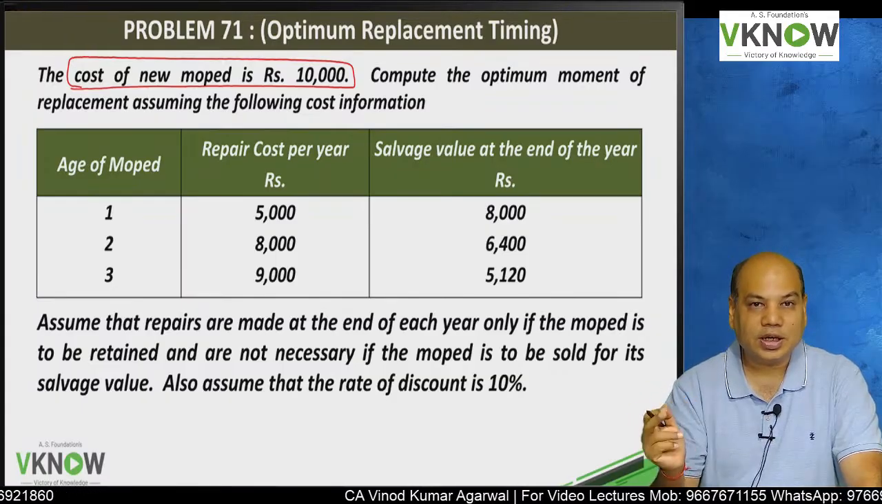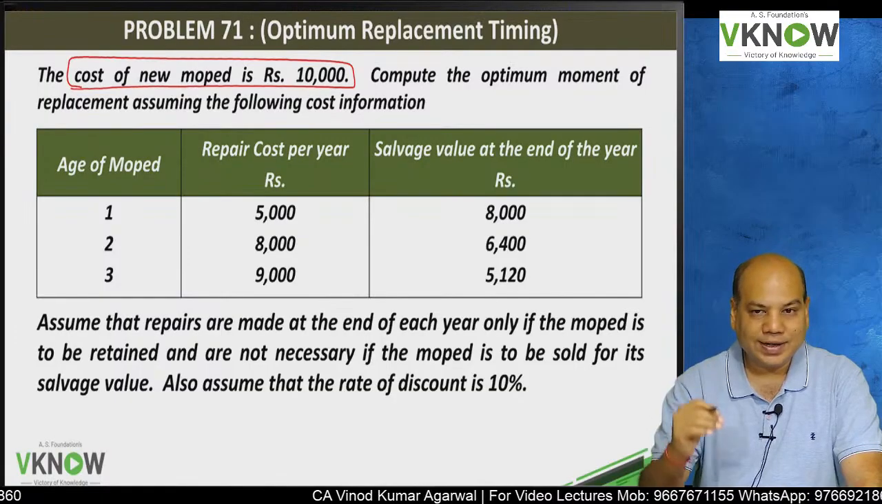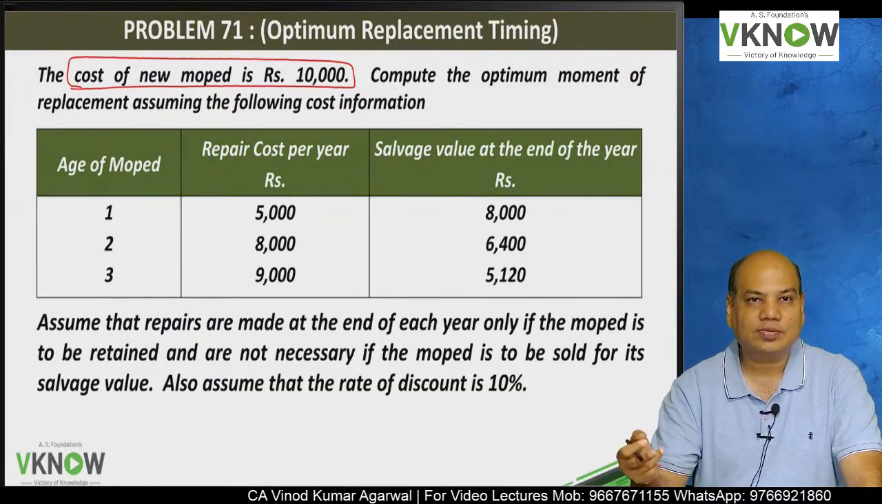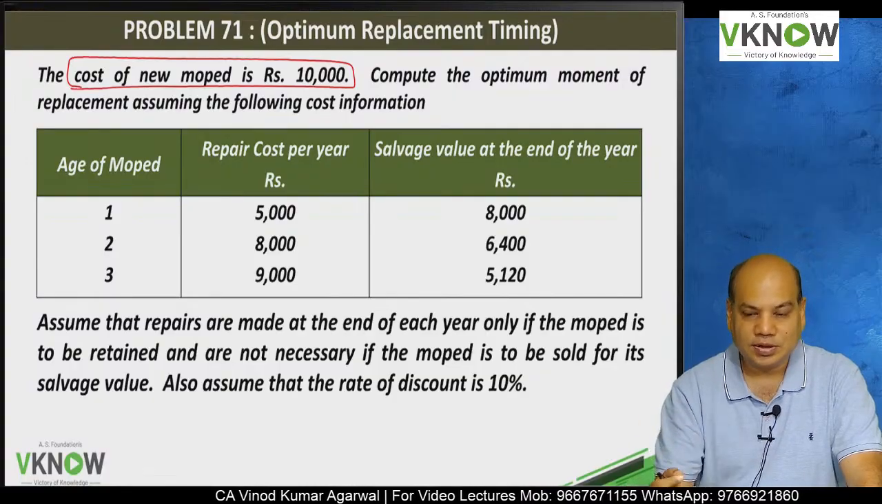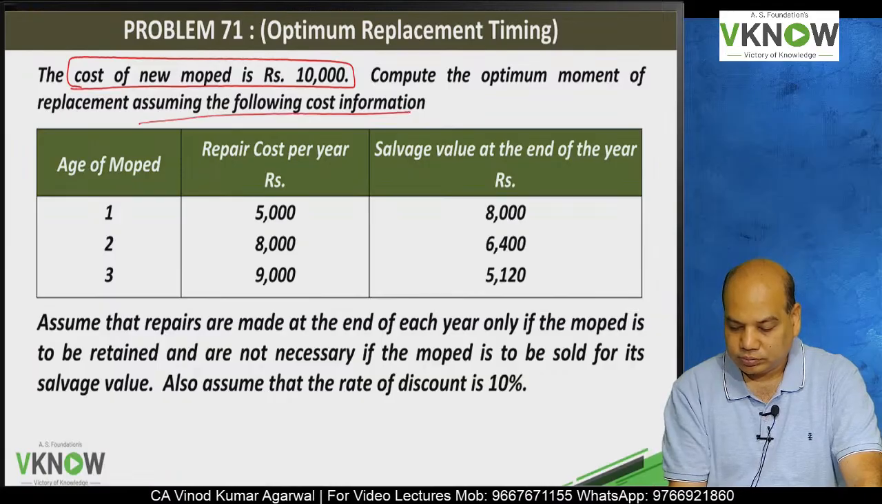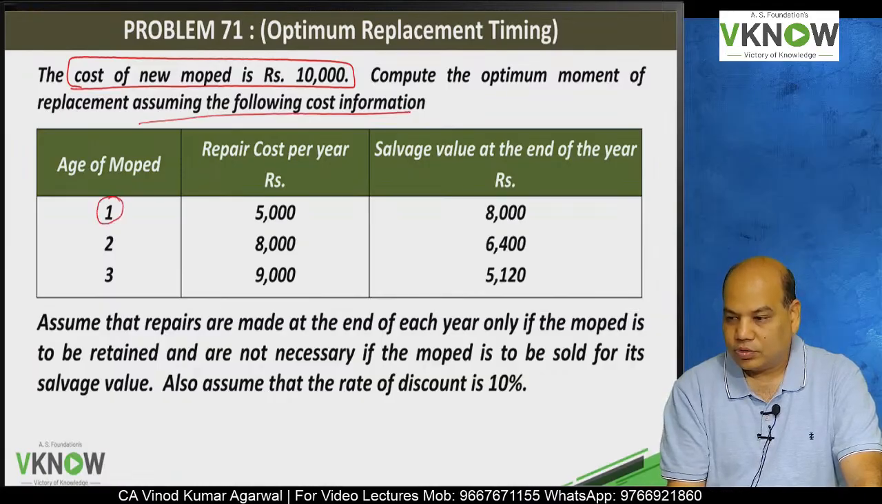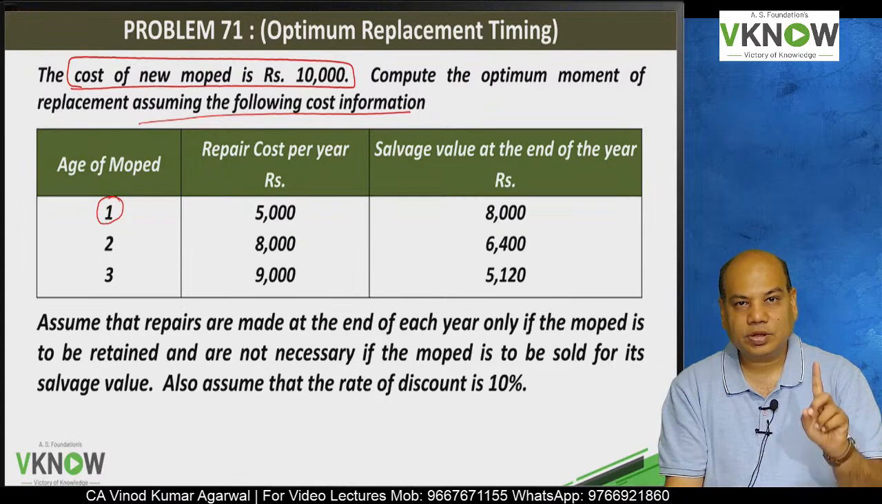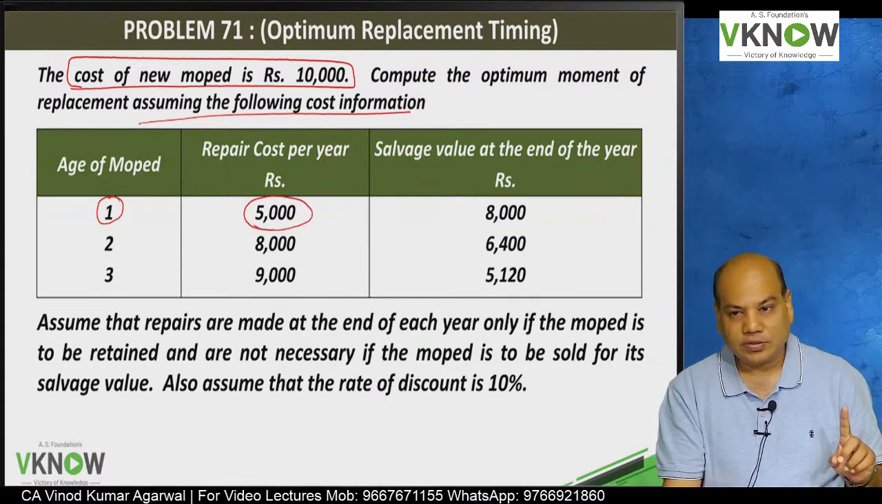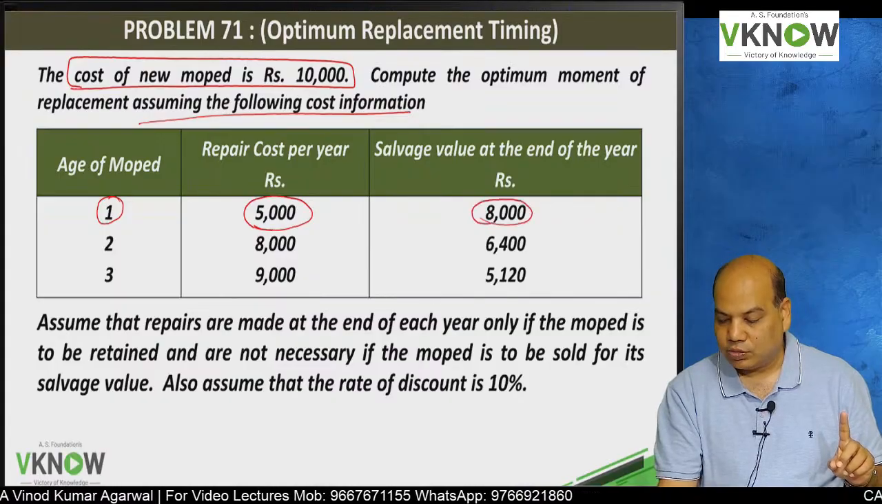It is not the second type, it is the first type of problem. You have an existing asset and you want to know when you should replace it with the same asset, and you are given the following information. If you use it for 1 year, repair cost will be 5,000, salvage value will be 8,000.